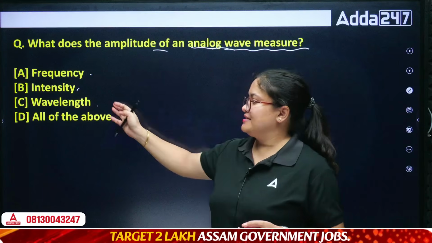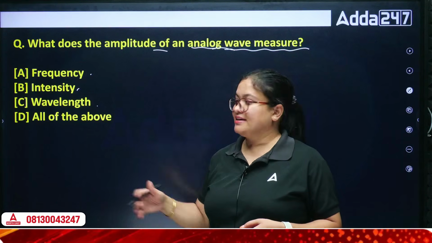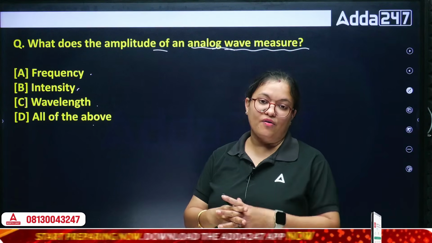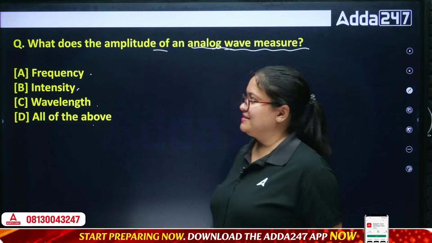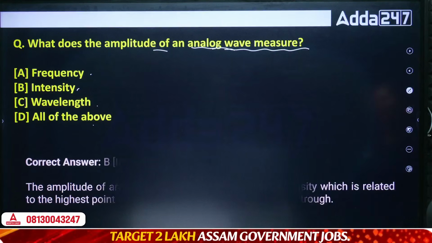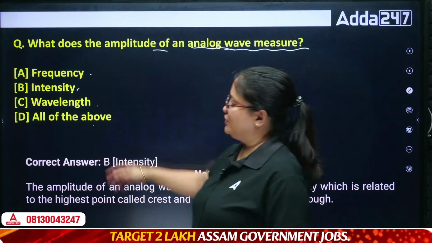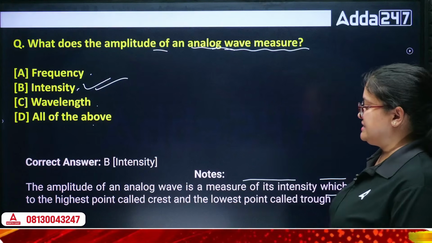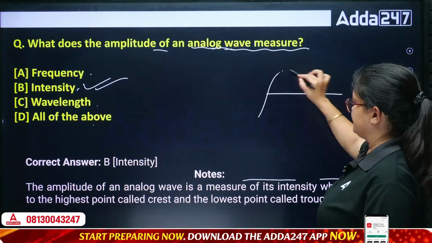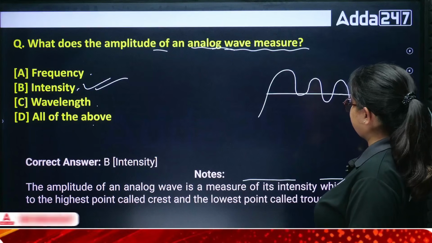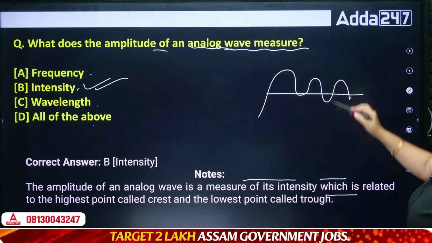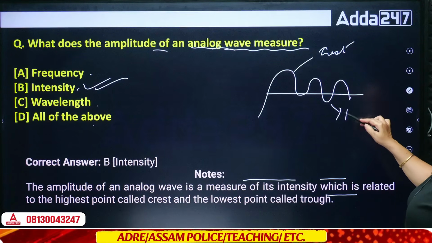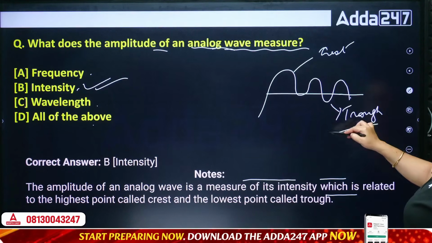Whenever such a question is asked, it usually seems that all of the above will be the answer, because with an all of the above option it feels like that must be it, but it is not so. Whenever we talk about an analog wave, we usually measure it in the form of intensity. We measure this intensity either at the crest, like this, or at the trough. The highest point is called the crest, while the lowest point is called the trough. Okay, this is partly physics and partly computer.